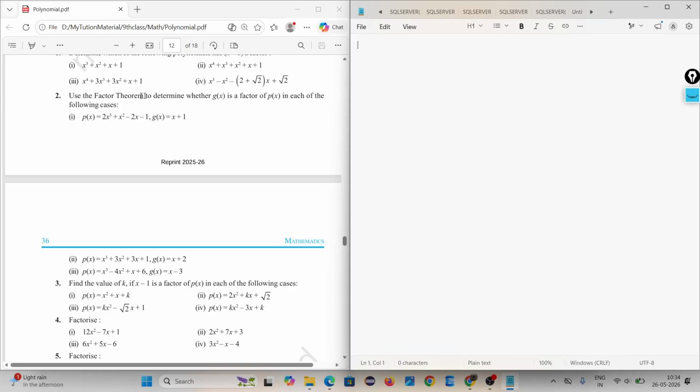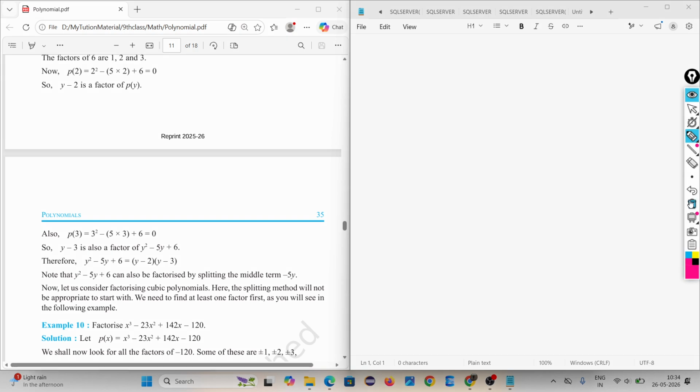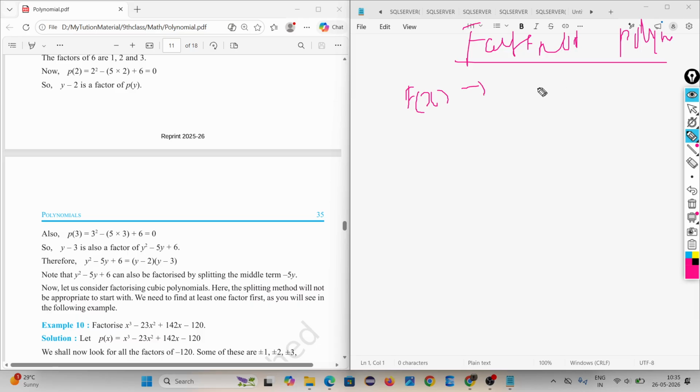Okay, in the last class we discussed the factor of a polynomial. What is the meaning of a factor of a polynomial? Suppose f(x) is a polynomial.